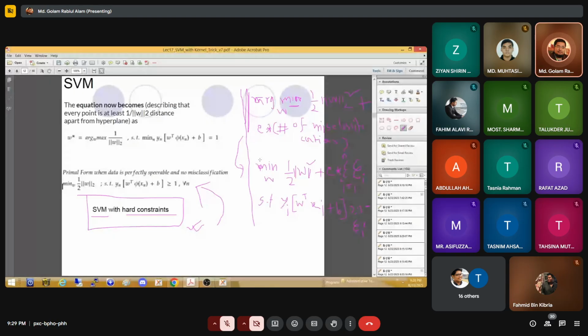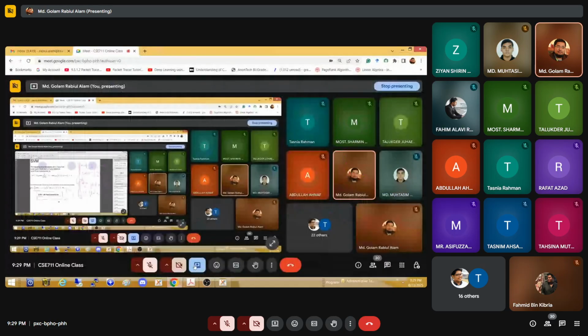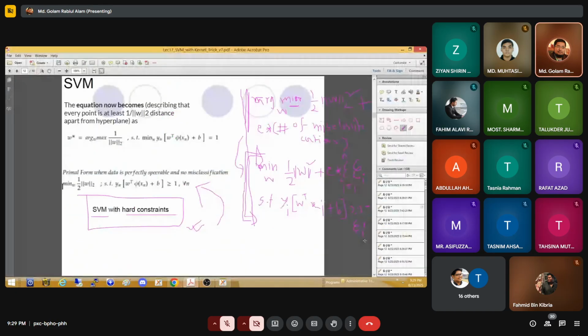Okay, so our support vector machine optimization problem will be this one. Okay. So in this case, we can see that is the slack value. We must subtract the slack value. Then why do we need to subtract it?